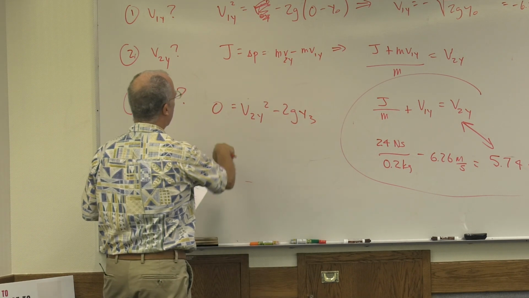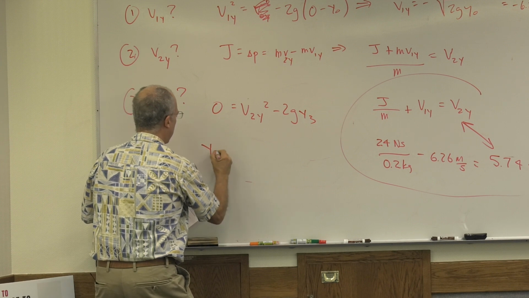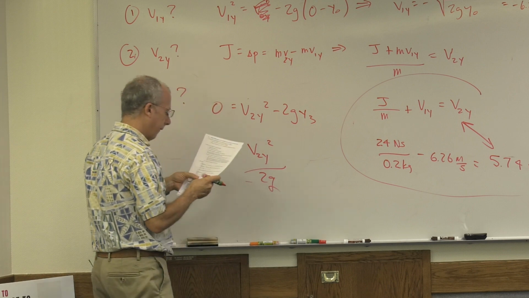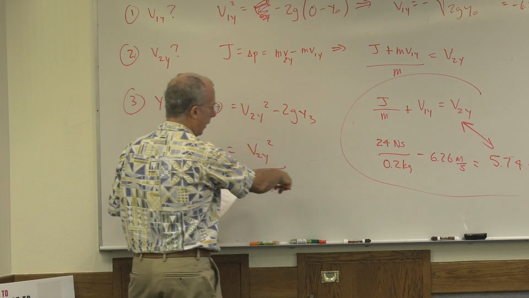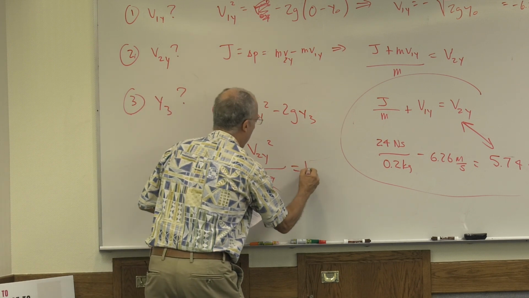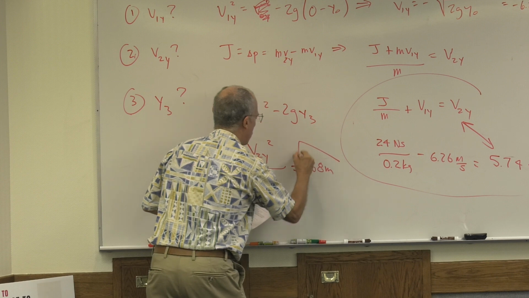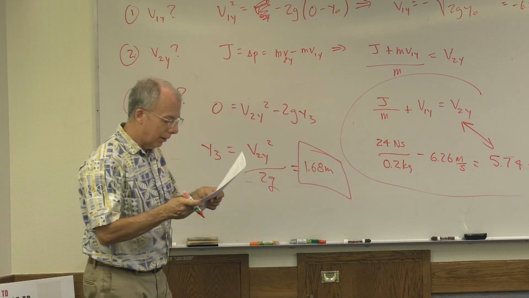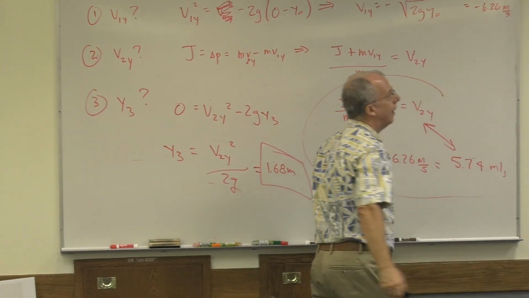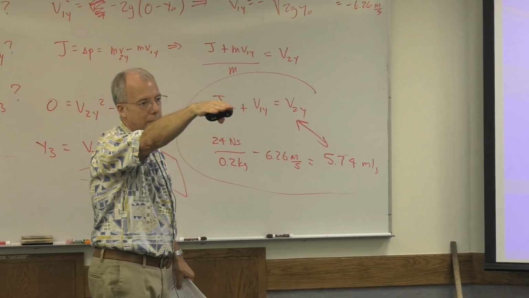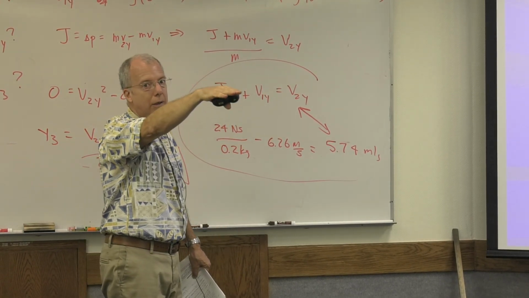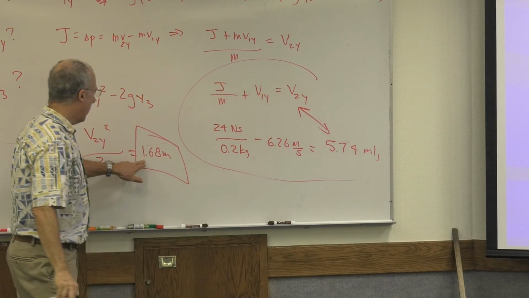All right, so therefore, just put that on the other side. So y3 equals v2y squared over 2g. And I promise you, you plug in everything that we have, 5.74, 2g, you get 1.68 meters. So that's the answer. Now, something very, very important. We dropped it from a height of 2 meters, right? And then, did it bounce all the way back up to 2 meters? No, it did not. It only went to 1.68.